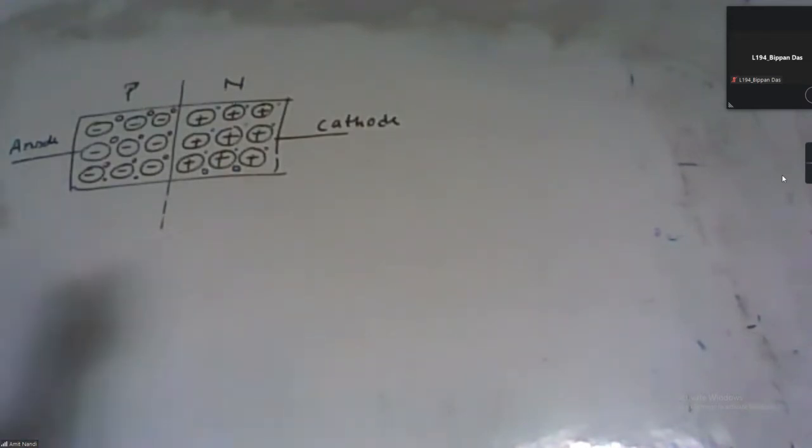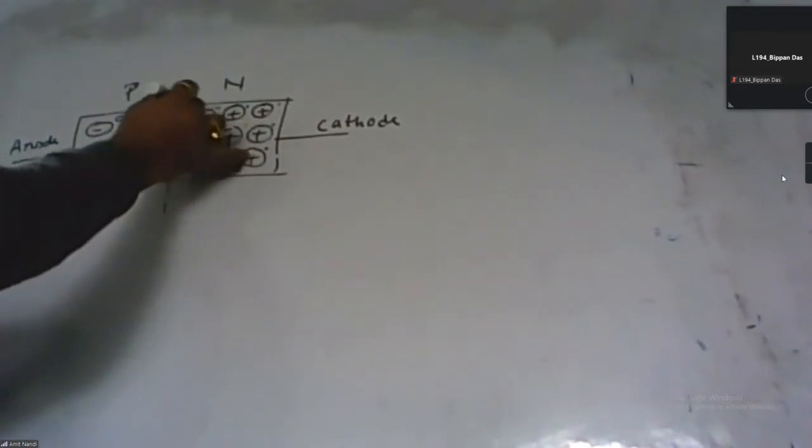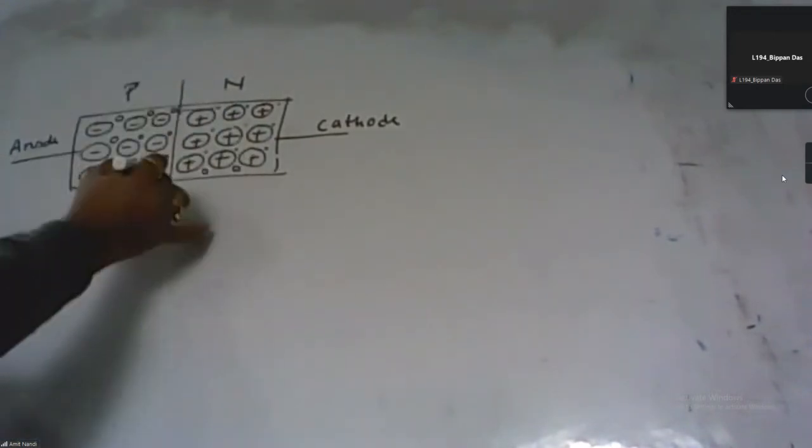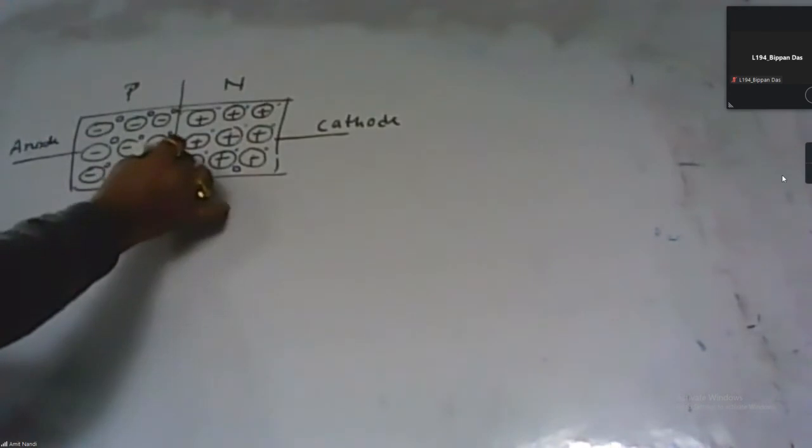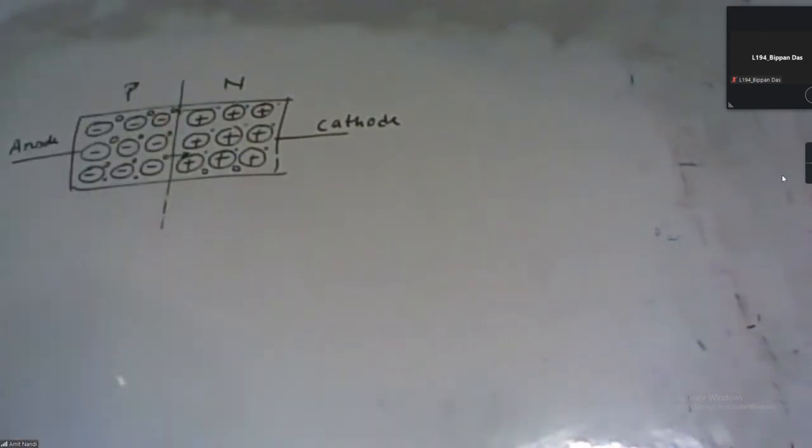So the free electrons try to move from n to p, and the free holes move from p to n. These are basically called the generation process. Due to the generation process, the free electrons and free holes can undergo the diffusion process and move from one region to another region.